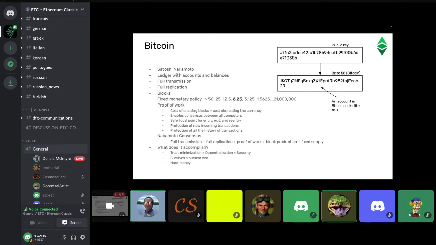The other component of Bitcoin is that it has a fixed monetary policy.